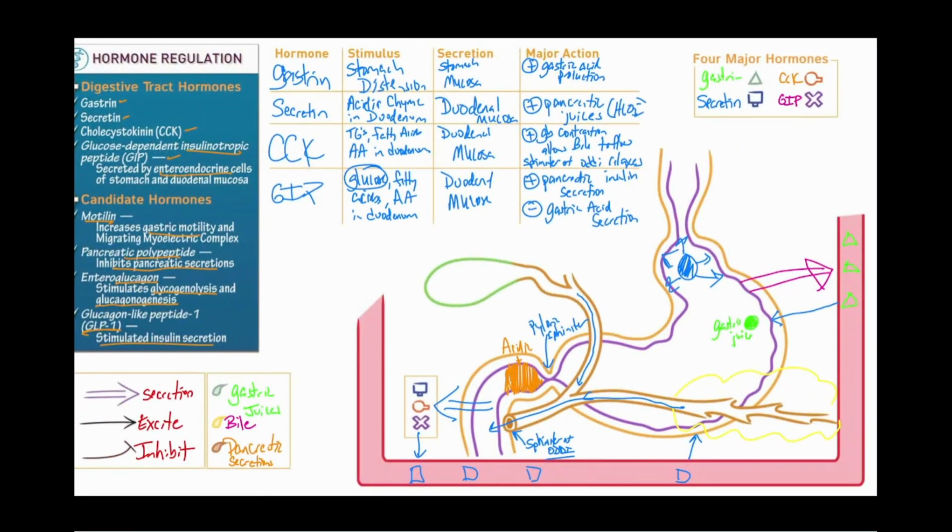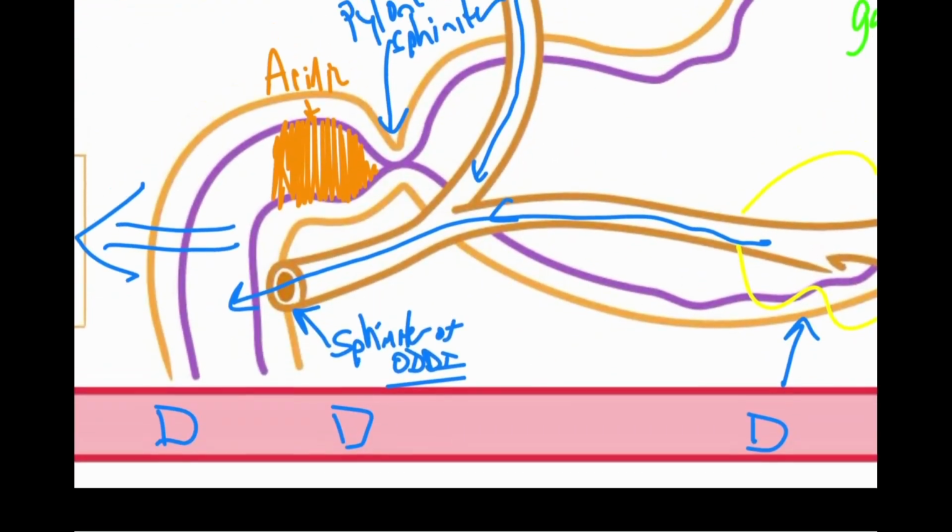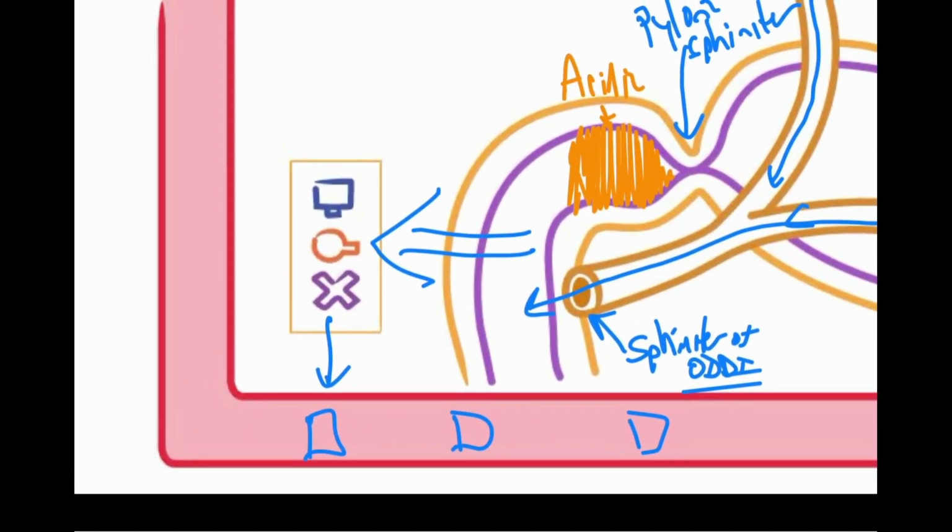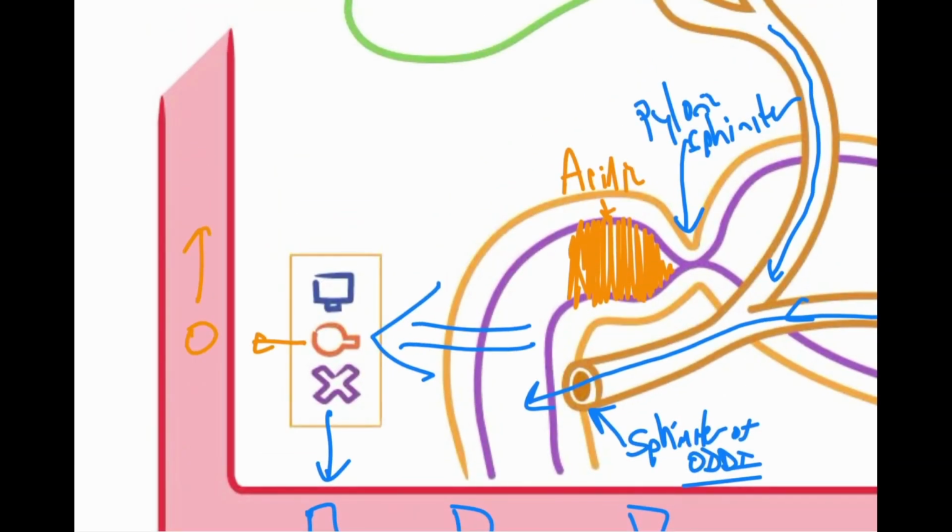So, I didn't do the cholecystokinin either, so I'm going to do that real fast. That is orange. Okay? So, we know the cholecystokinin goes into the bloodstream. It's going to go up to stimulate the gallbladder, right?